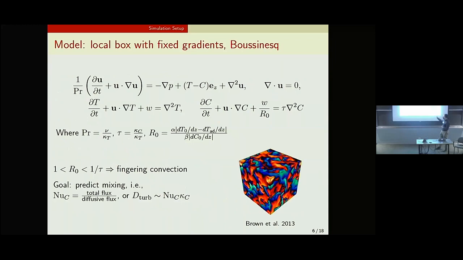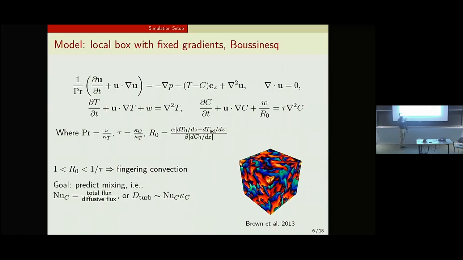These are the equations we're solving. If you're not familiar with this stuff, that's fine, but it's the Boussinesq equations. And we've got advection-diffusion equations for T and C. This term here and this term here, that's just advection of the background gradient. The thing that is important to note is the free parameters that we have in these simulations. The Prandtl number is the ratio of the viscous diffusion coefficient to the thermal diffusion coefficient. This tau is the ratio of the compositional and thermal diffusion coefficients.